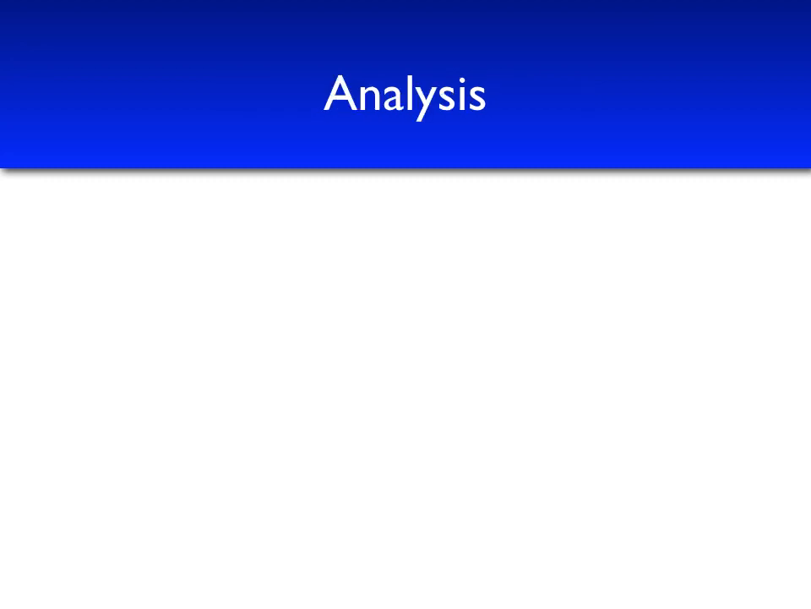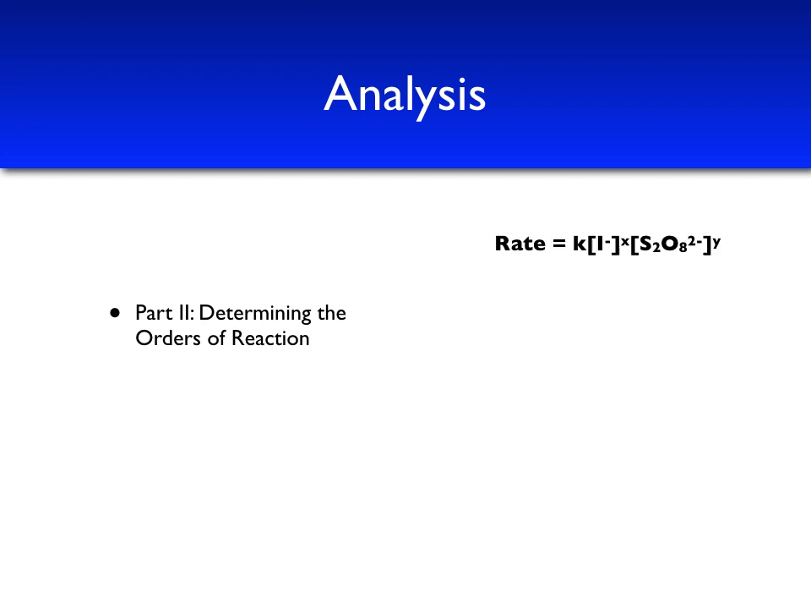The analysis for this experiment can be pretty involved. So here are some notes to help you get started. In part 2, you're asked to determine the order of reaction. The rate law for our iodine clock reaction is: rate is equal to the rate constant times the concentration of I minus raised to the power of x and the concentration of persulfate raised to the power of y. X and y are the orders of reaction with respect to each reactant, and k is the rate constant.